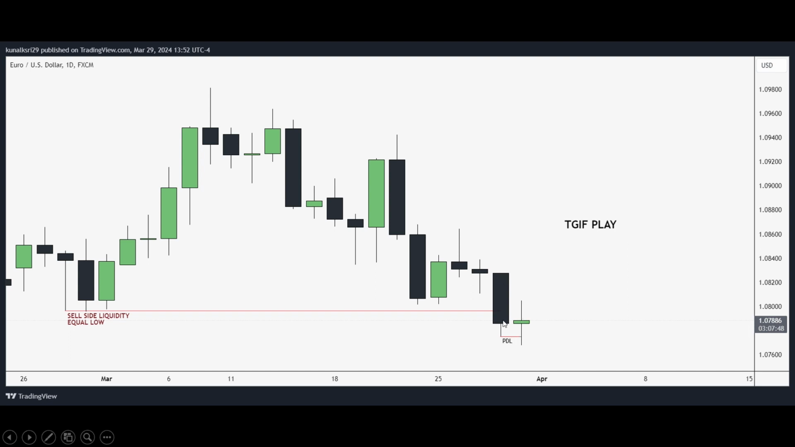Okay, so remember, this was the Monday, right? This was the Tuesday, this was the Wednesday, and this was the Thursday. You can see on Thursday we grabbed this sell side liquidity that we were discussing from the beginning. And this is the Friday candle right now forming. Okay, you can see we grabbed this previous day low. Thursday low हम grab कर चुके हैं, so we can look for the reversal because TGIF play.